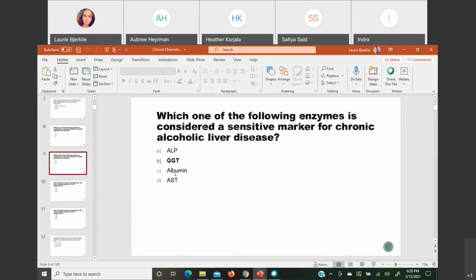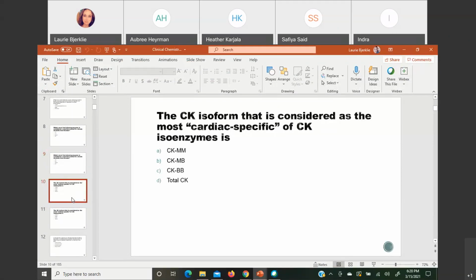Having a Monday. Yes, GGT is the liver enzyme that's best for alcoholism. I know that Becky, the old MLT coordinator in Green Bay, had it saying, go get tequila, to remember GGT with alcoholism. All right, the CK isoform that is considered most cardiac specific is what? Which one is most cardiac specific?